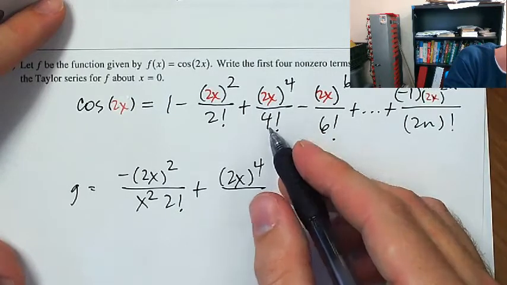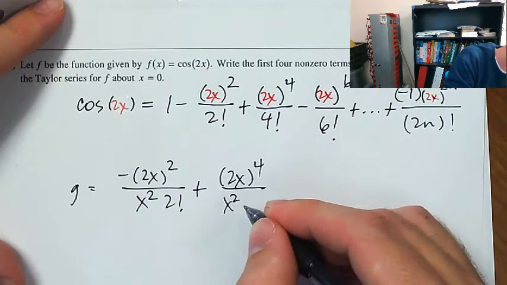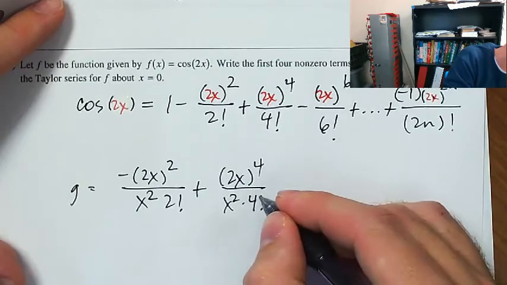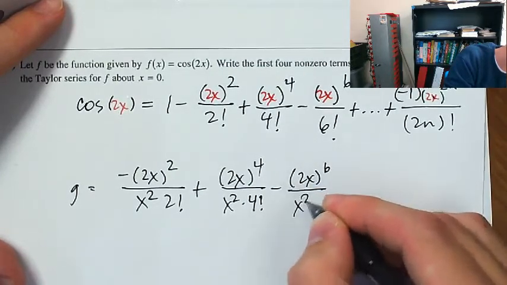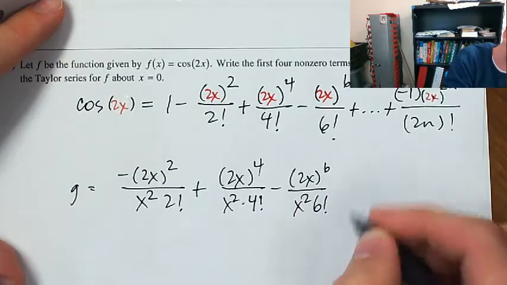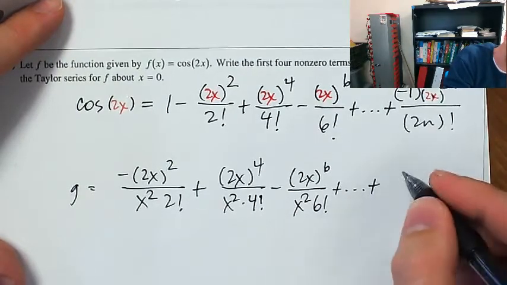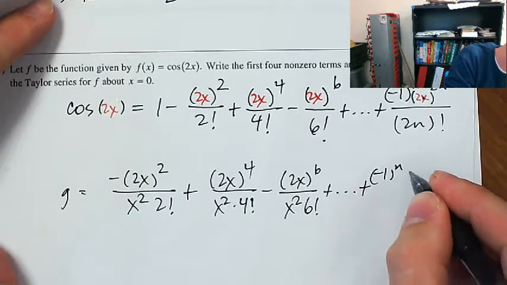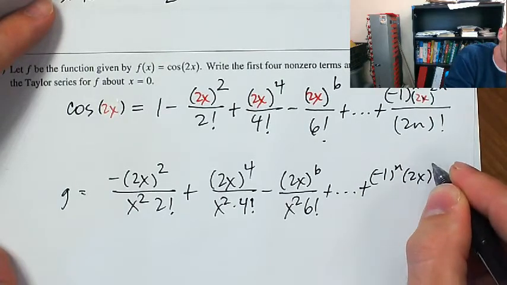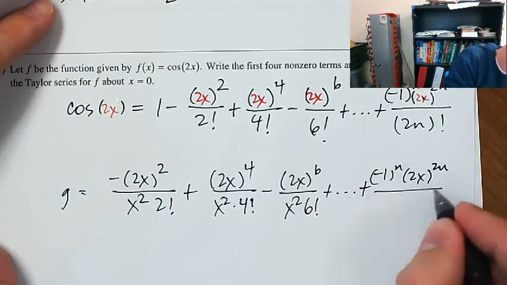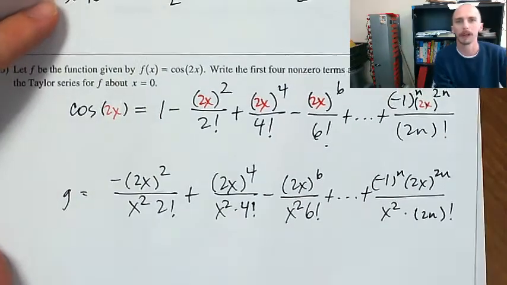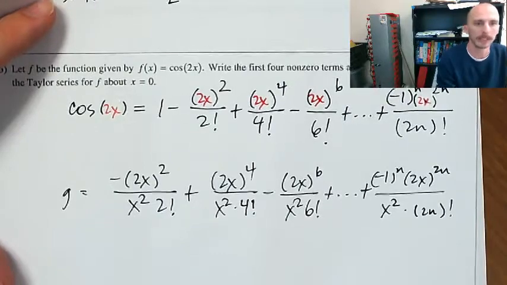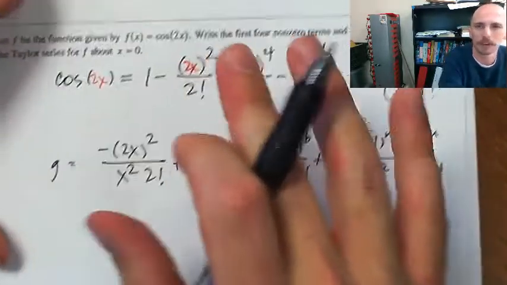over, what's this going to be? X squared times 4 factorial. Okay, then minus 2x taken to the 6th power. I'm dividing every term by x squared, and I've got the 6 factorial. I'm just going to do the exact same thing over here. Negative 1 to the n, 2x to the 2n, divided by x squared, and multiplying by 2n factorial in the denominator.